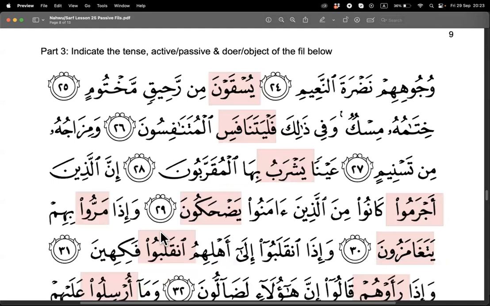Okay, so let's do a bit more. Okay, yusqawna. Yusqawna, this one is fi'il mudhari'. Good. And then the pattern is u'a, so it will be majhul. And then the naibul fa'il is... oh, it got sukun over there, am I right?